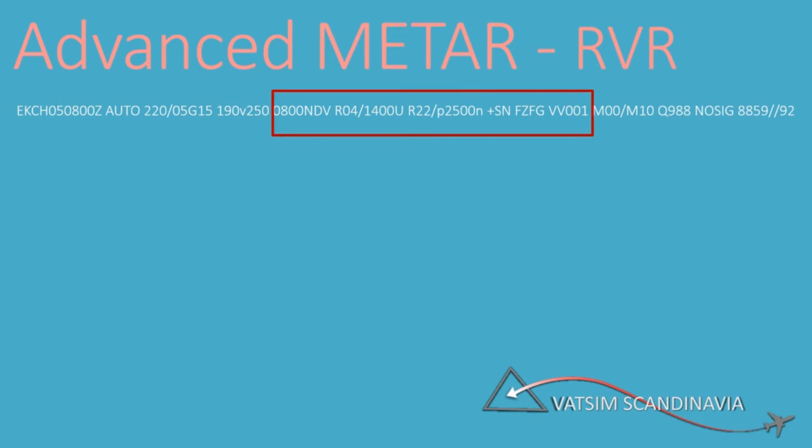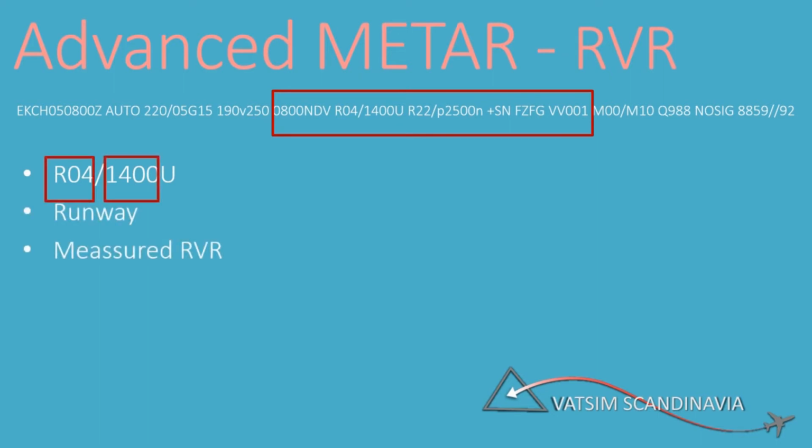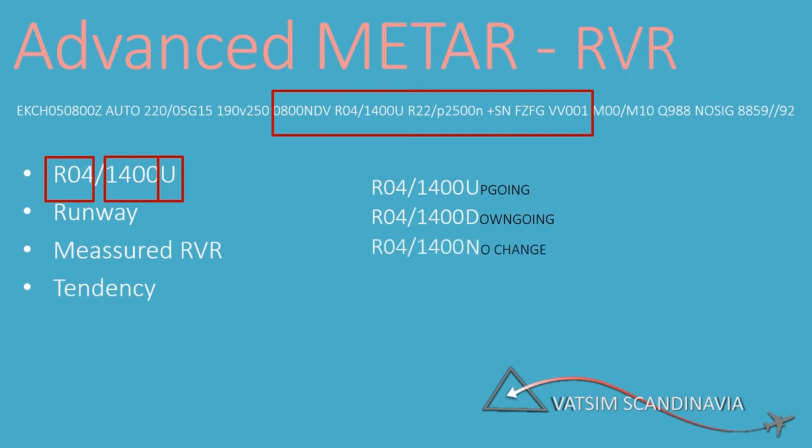The RVR is displayed as follows. It's displayed as a runway, then it's displayed as the measured RVR, and then it also has the tendency. The tendency can be either upgoing, it can be downgoing, or it can just stay neutral and have no change. Now the RVR continues displaying until it reaches 2,500 meters. After that, you'll see this P coming up, meaning essentially it's plus 2,500, so more than 2,500 meters.